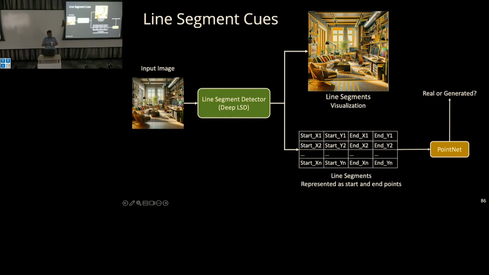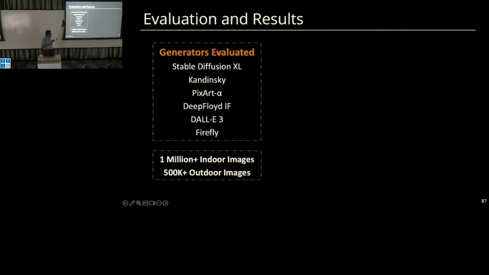So we evaluated 5 top state-of-the-art generative image models, both open source and some closed source like Adobe Firefly or DALL-E 3. We compare with 1 million indoor images and 500K outdoor images. I don't want to get into the details of all the quantitative numbers, but we detect whether an image is generated or real up to 98% accuracy.